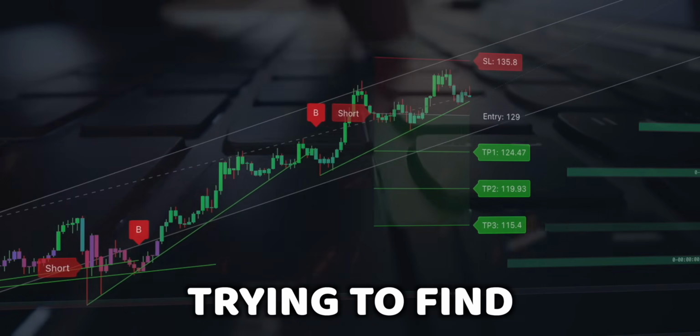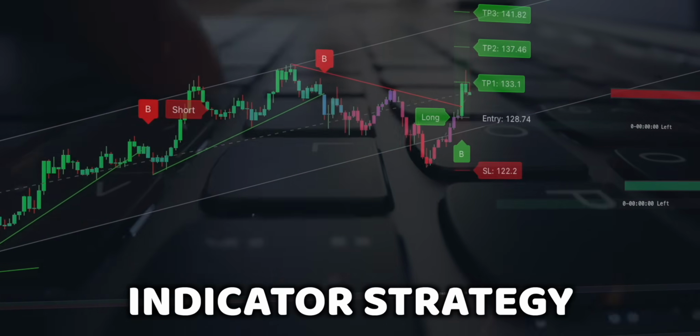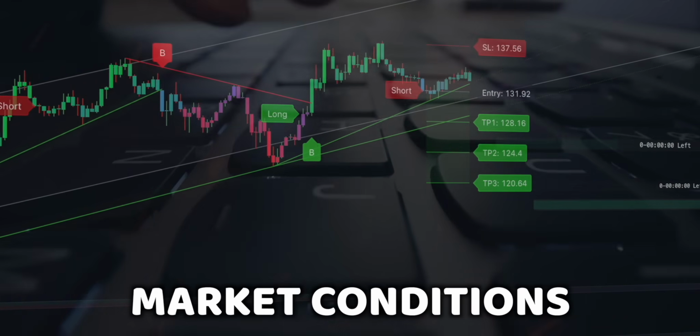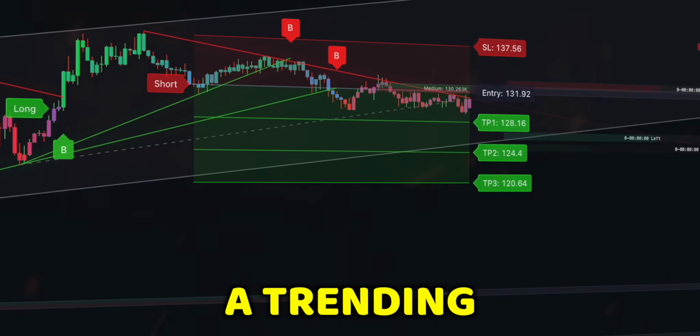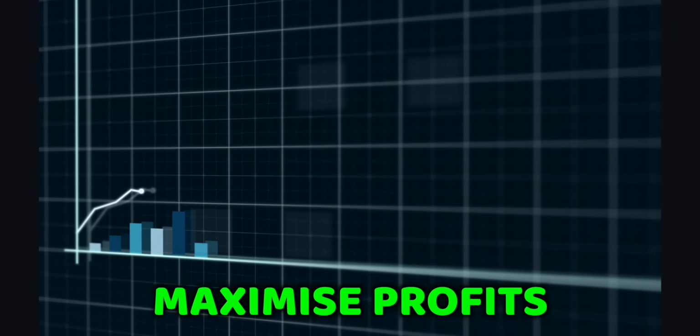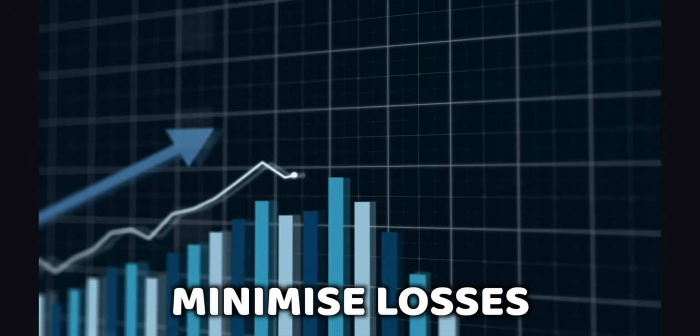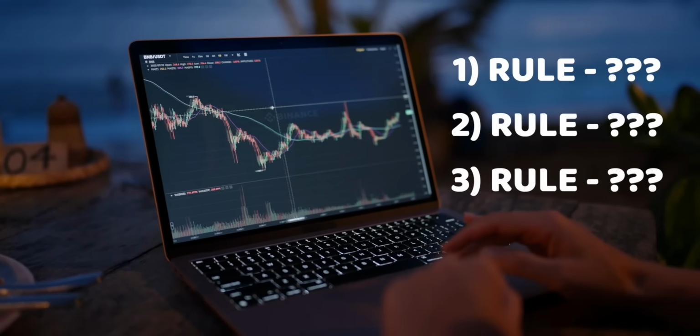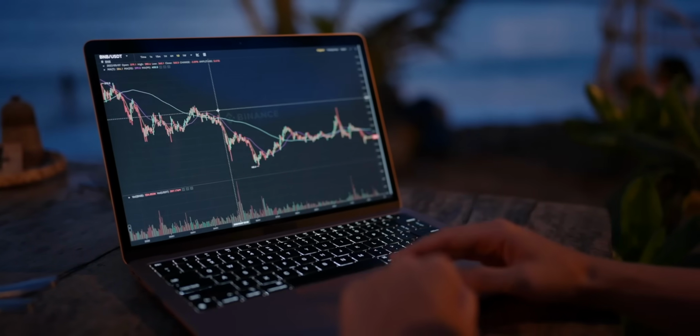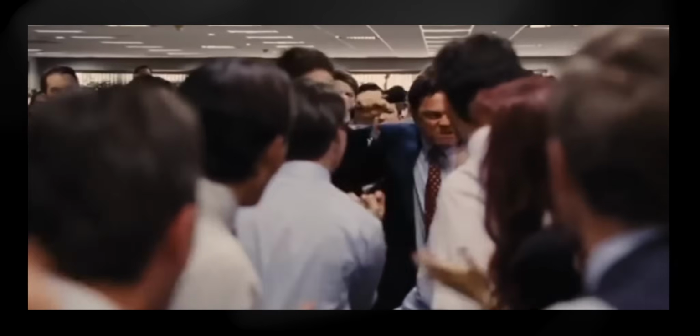I spent days trying to find the most accurate indicator strategy that is profitable regardless of market conditions. Whether it's a trending or ranging market, my goal was to maximize profits and minimize losses. I also wanted to make the trading rules easy to apply so that even a beginner can profit from this strategy. And I finally did.